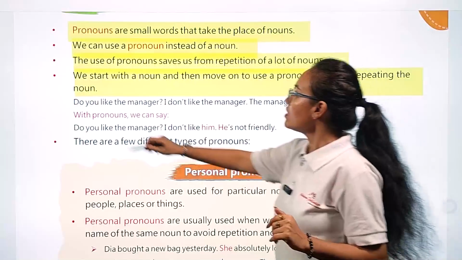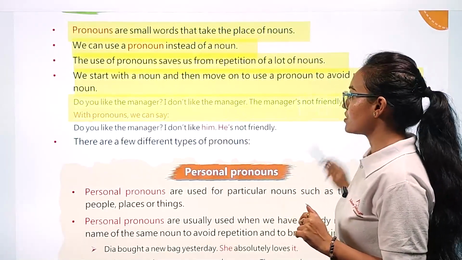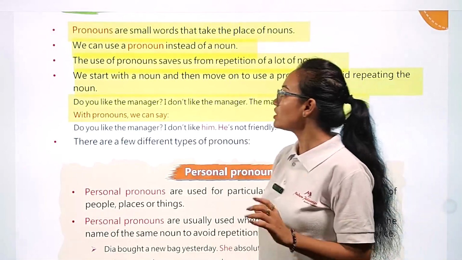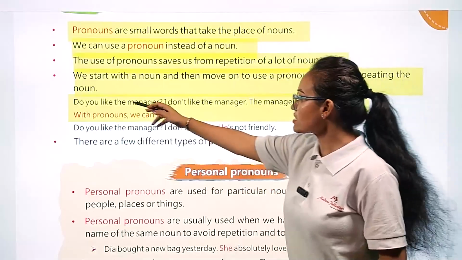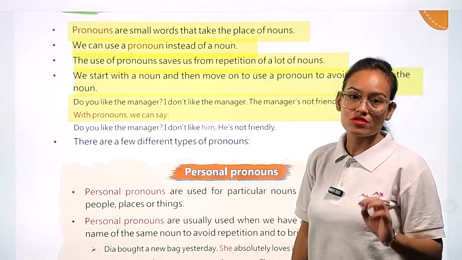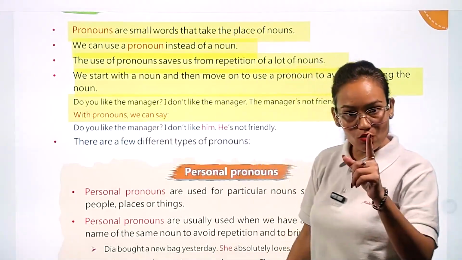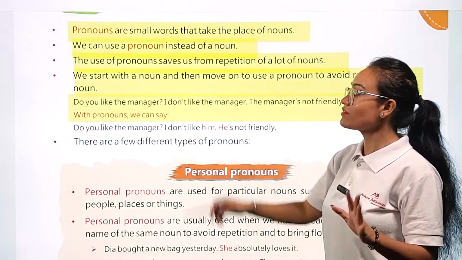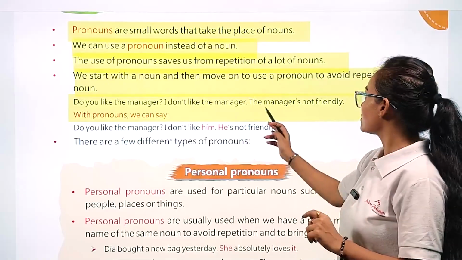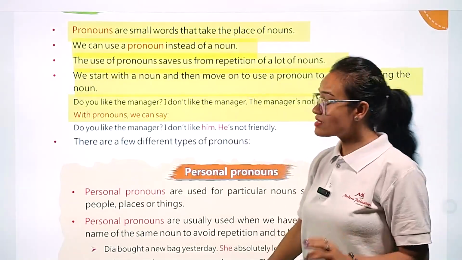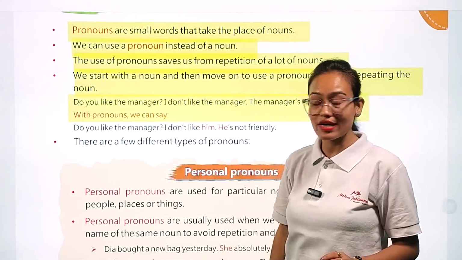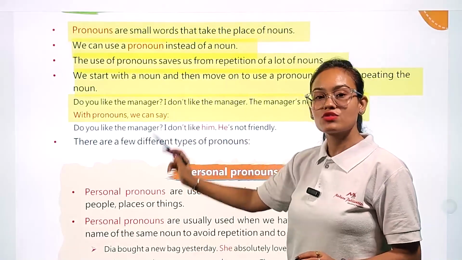Example, you can say, do you like the manager? I don't like the manager. The manager's not friendly. See, in this line, my dear students, the word manager is repeated 3 times. First, do you like the manager? Second, I don't like the manager. Third, the manager's not friendly. So in this sentence, the word manager is used a total of 3 times.